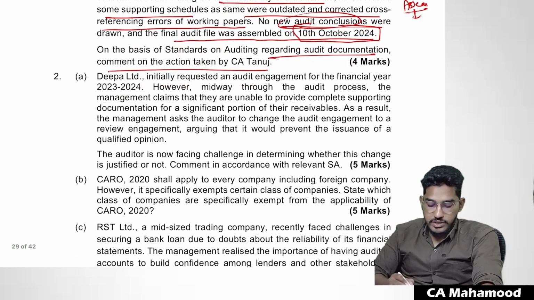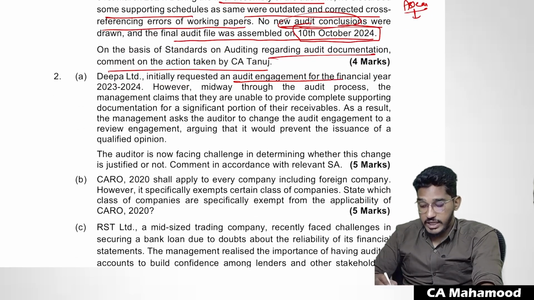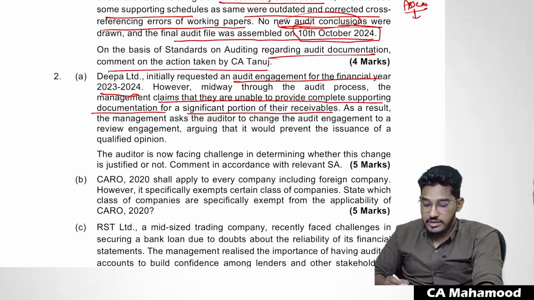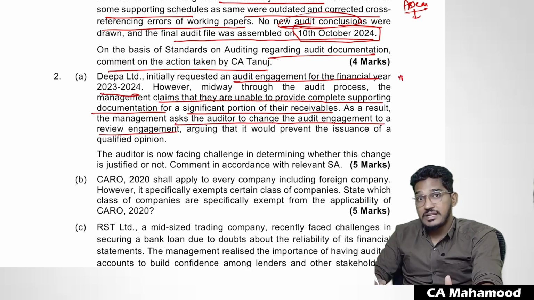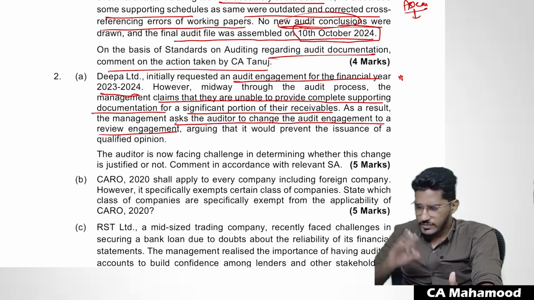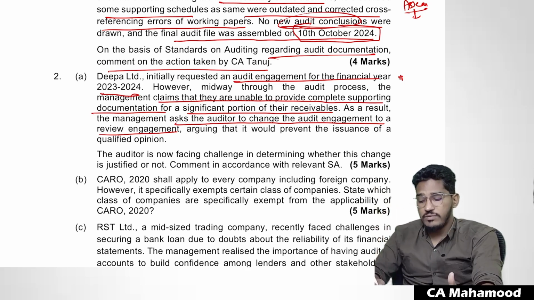So coming to the second question, Deepa Limited initially requested an audit engagement for the financial year 23-24. However, midway through the audit process, the management claims that they are unable to provide complete supporting documentation for a significant portion of their receivables. As a result, the management asked the auditor to change the audit engagement to a review engagement. Regarding changes in the terms of engagement, you should accept it only when there is a valid reason. If there is no valid reason, you should not accept the changes.